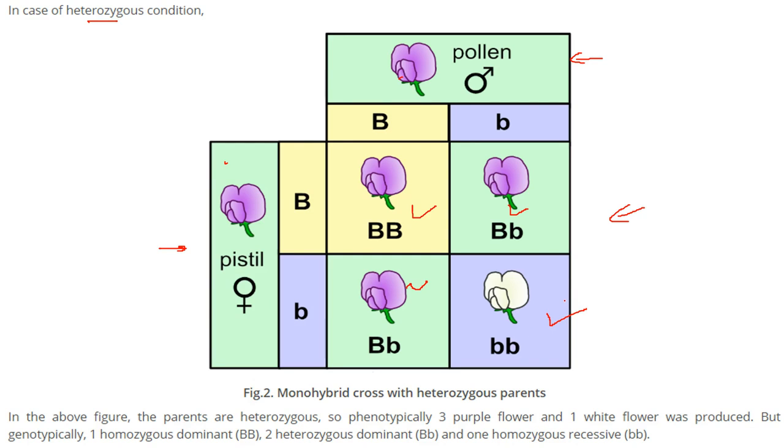But inside that, genotypically, there is one homozygous dominant, two heterozygous, and one homozygous recessive. This is homozygous dominant, capital B capital B, this is homozygous recessive, and these two are heterozygous, capital B, small b.